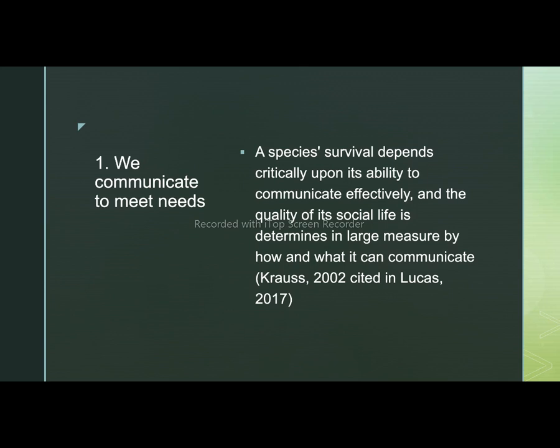And of course, we say that this is absolutely true for humans. We communicate to meet our needs, and going back to your lesson in psychology, you know that we have what we call Maslow's hierarchy of needs. What is that? It tells us the needs of a person to be whole. You get the general idea.